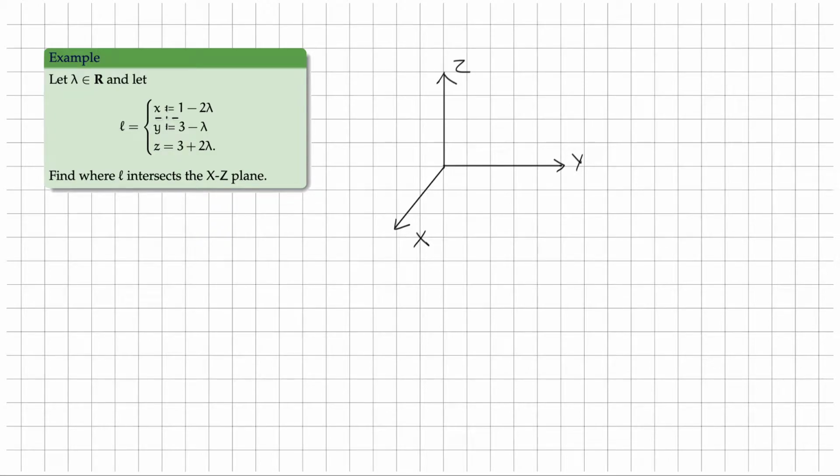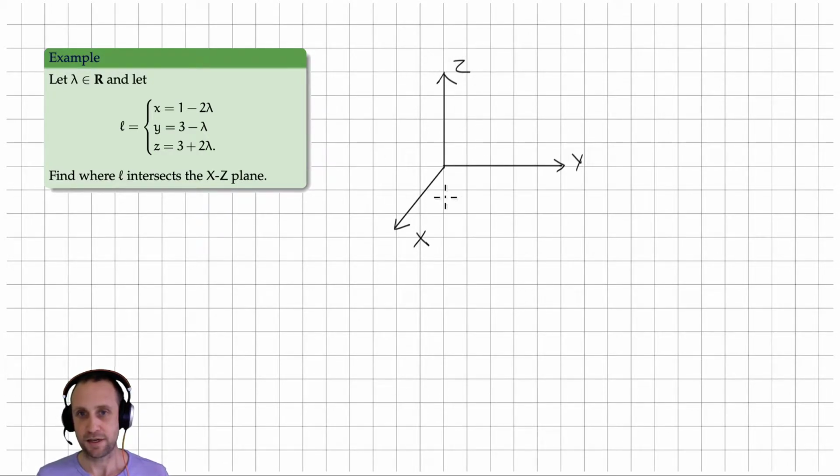Here's our job now. We've got a line called L, and it has these parametric equations: x is given by 1 minus 2 lambda, y is 3 minus lambda, z is 3 plus 2 lambda. Lambda is a real number. That's helping us get all of the points on this line. Our job is to find out, where does this line L intersect the XZ plane?